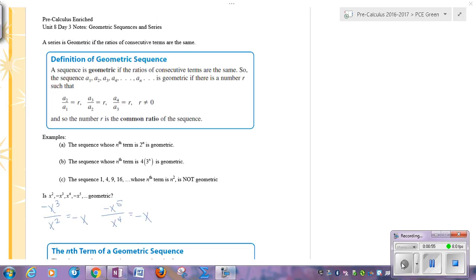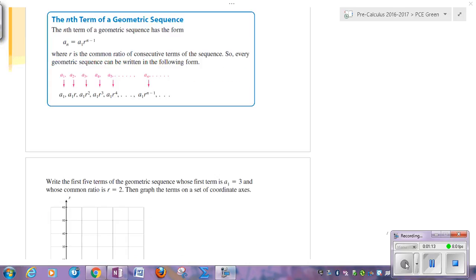So according to my calculations, if I take a term and divide it by the previous term, I continually get negative x. Okay, even if I was to use the third and the second term, I would still get negative x. So yes, this sequence is geometric.